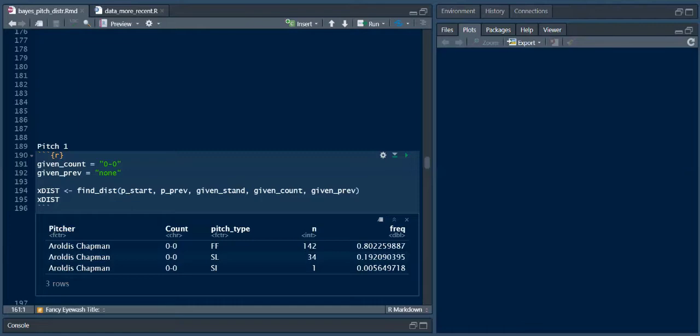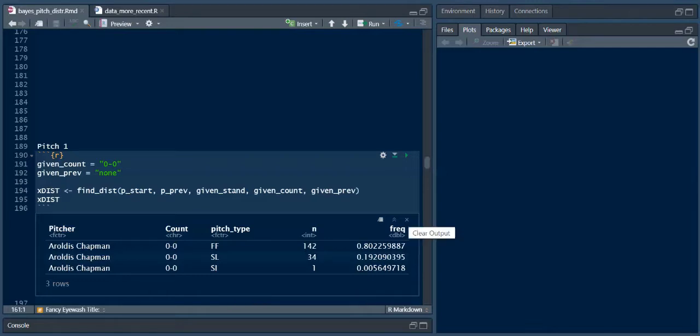So anyway, on 0-0, we're just using what does Aroldis Chapman throw on 0-0, right? Because this previous pitch doesn't have anything to do with it because there isn't a previous pitch. So historically, in the 2019 season, 80% of Chapman's first pitches were four-seam fastballs, 19% were sliders, and the remaining one pitch was a first pitch sinker.